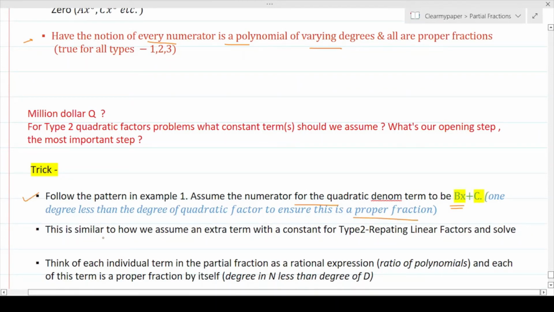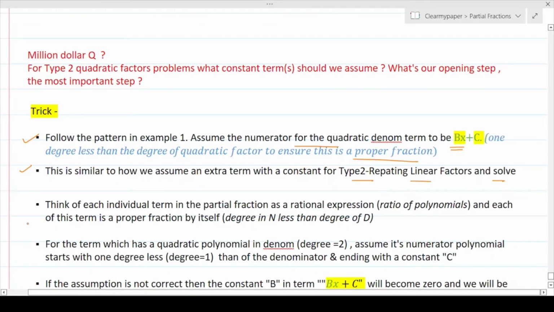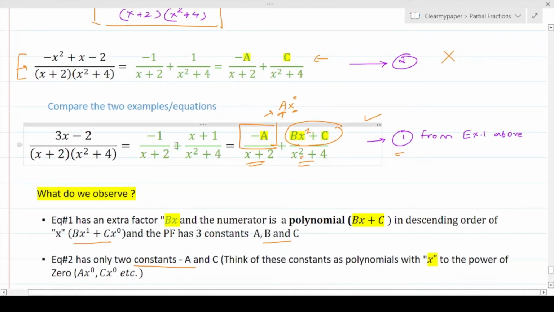And this is kind of similar to how we assume the extra term with a constant for type 2 repeating linear factors, and we solve that. If you remember, whenever the factors were repeating, we brought in an extra term for that. If you don't recall, just check out type 2. Okay. And like I said, the notion, think of each individual term in the partial fraction as a rational expression. Okay, what does that mean? Think of each of these terms.